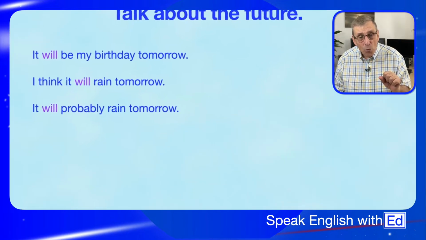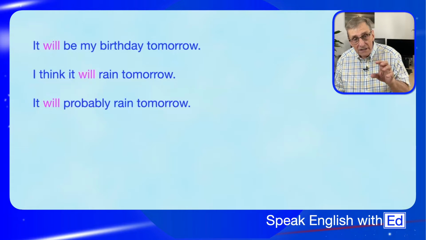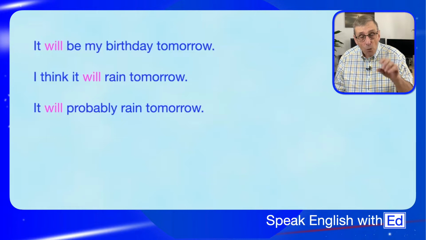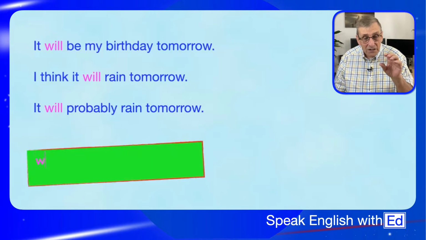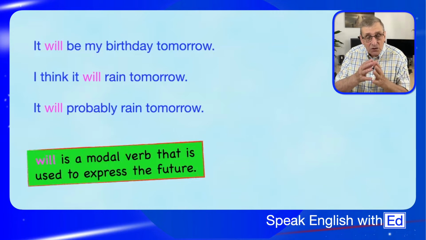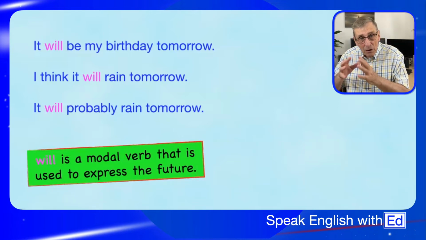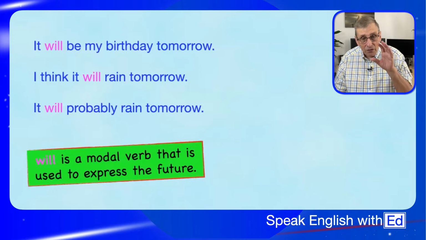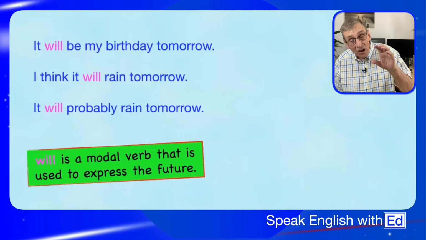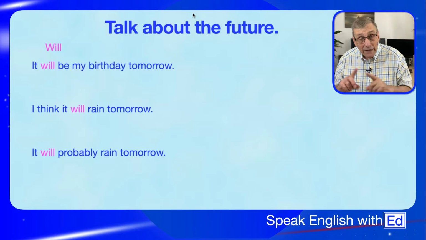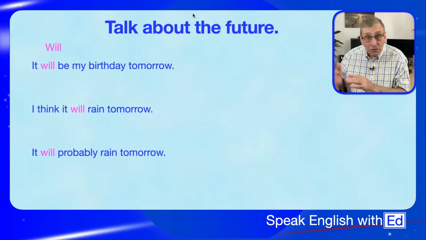The word will. All these sentences contain the word will, right? Will is a predicting word. It's a modal verb that is used to tell you about the future, something that's going to happen in the future. So they all contain a will, so we're talking about the future.